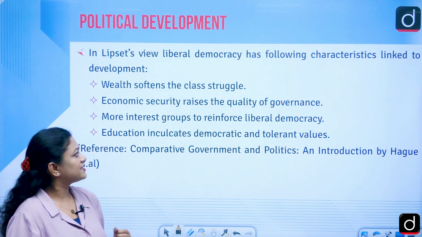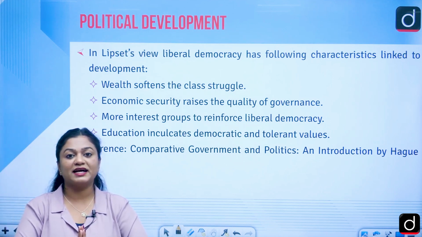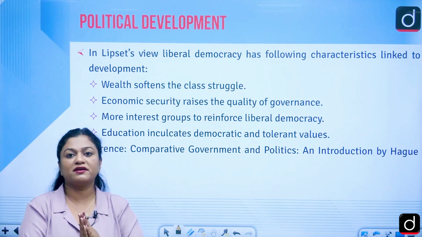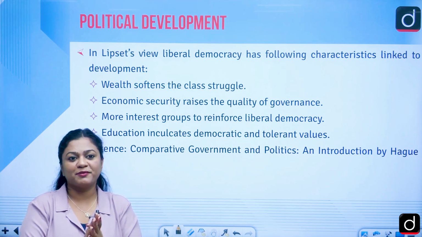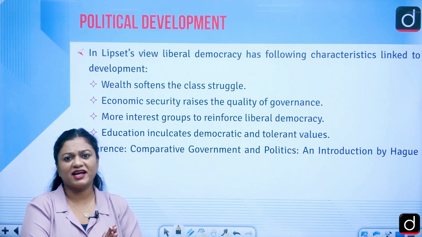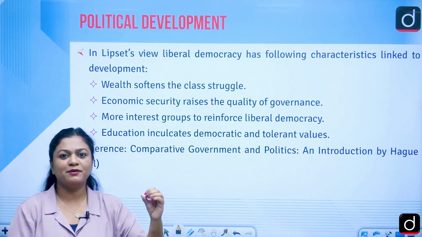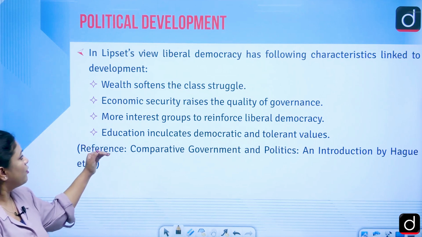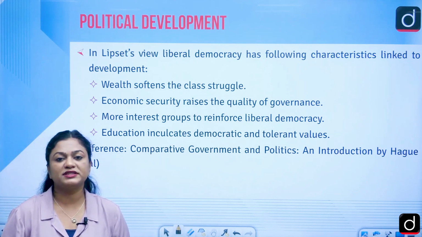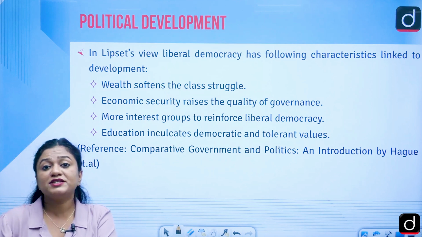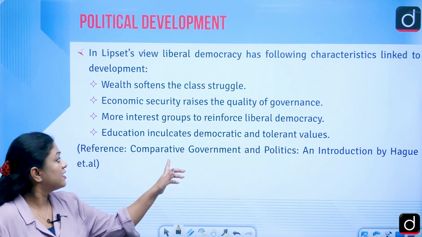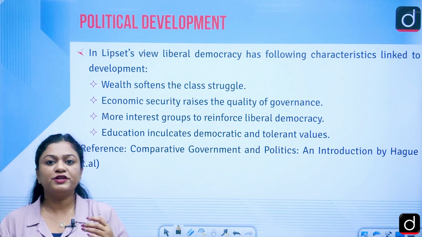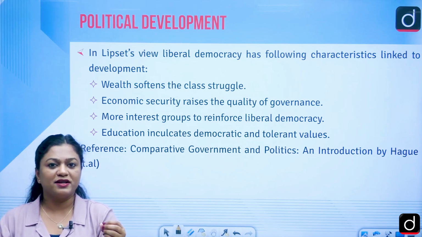Economic security raises the quality of governance. When people have good jobs and wealth, they won't resort to violence and crime, and automatically it will boost governance. More interest groups reinforce liberal democracy: when you have a very strong civil society, it helps in building liberal democracy. Fourth point is associated with education, which inculcates democratic and tolerant values. When you are educated, like we say, padhe likha hona zaruri hai.